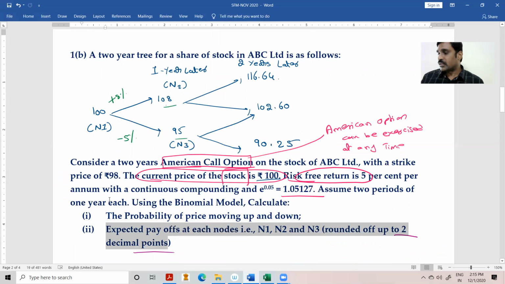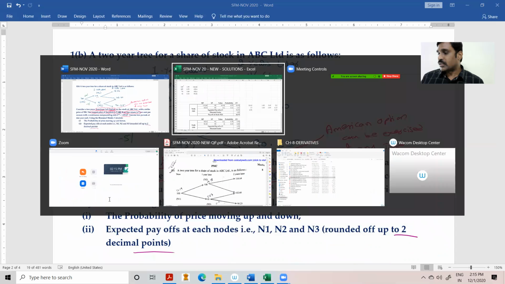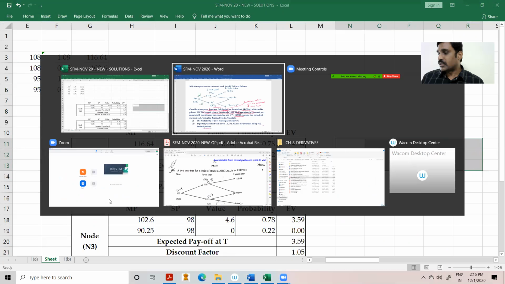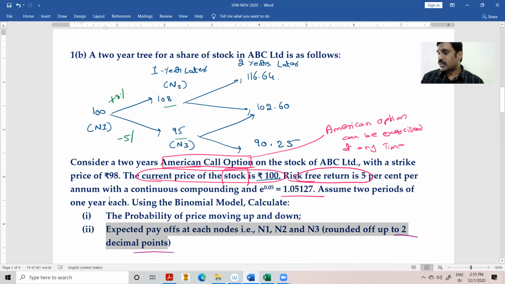Look at this point. I have prepared a table in Excel to understand nodes N1, N2, N3. Even though they are asking us N1, N2, N3, you cannot approach it like this. You will not get the answer like this. You have to go in a reverse manner only. So therefore, better we compute NT first.